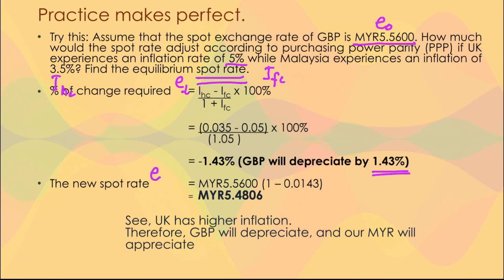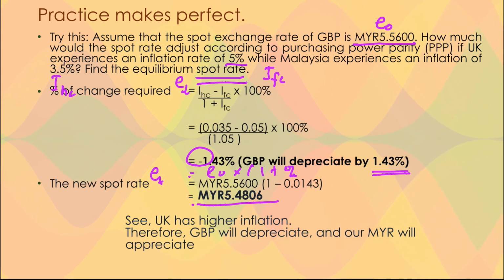And the new spot rate, this one is ET, equals E0 times 1 minus the percentage. Okay, so since the percentage is a negative value, you have to minus. And the new spot rate is 5.4806.